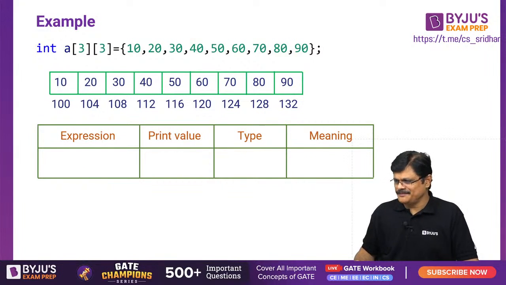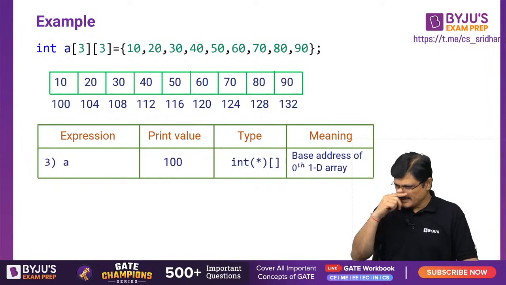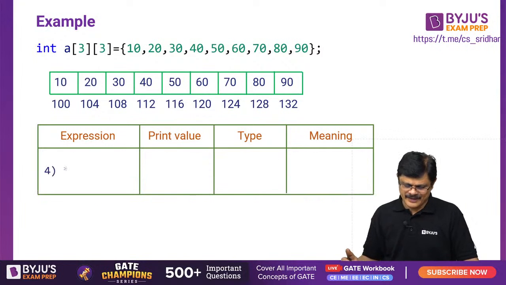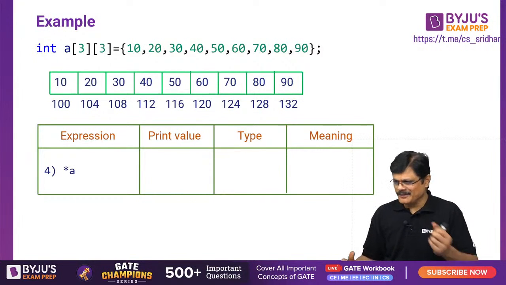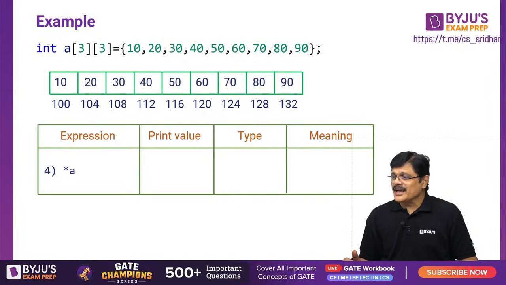The next one. A refers to the same. Star ampersand A or A refers to the same thing. What is it? Same A. It is a pointer to an integer, base address of the 0th 1D array. Got it? Next one. What does star A refer to?